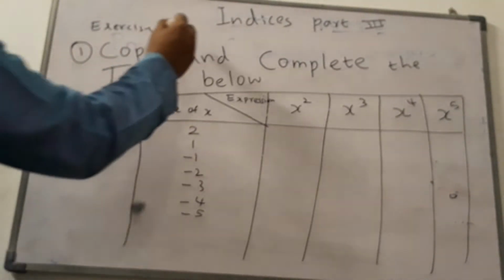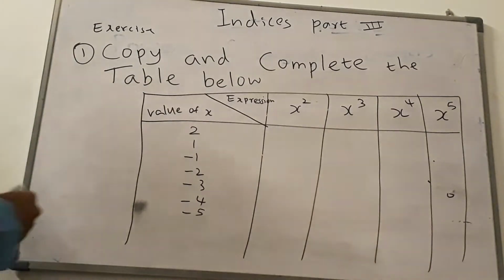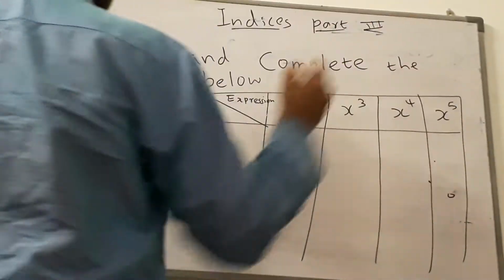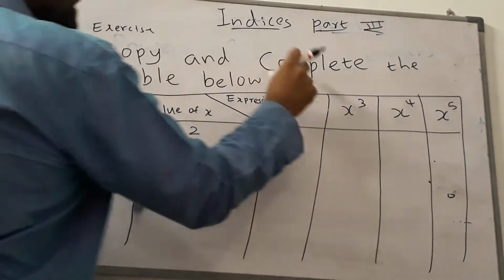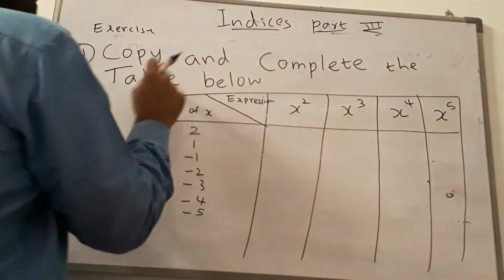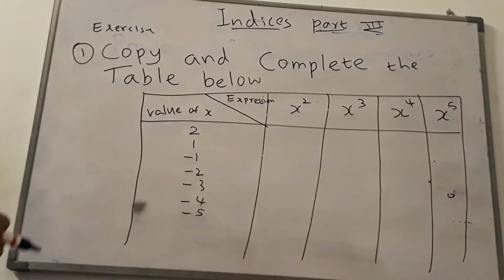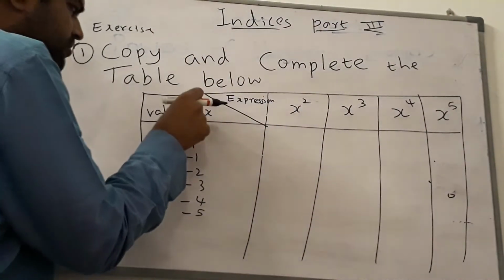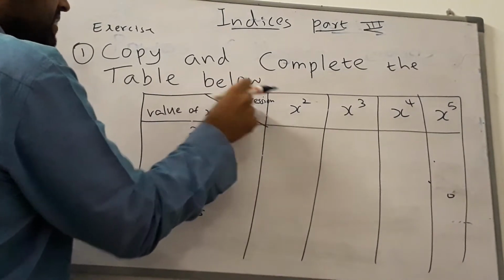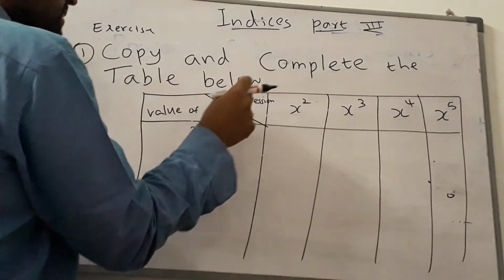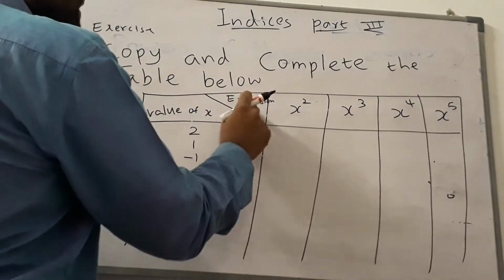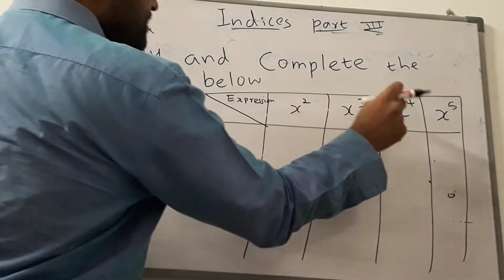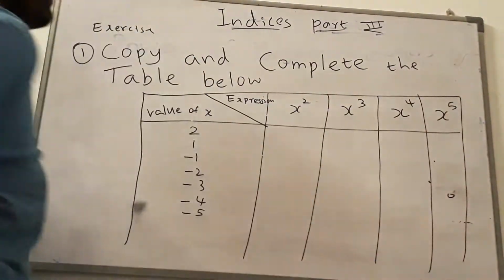As it is shown here, our lesson is indices part 3. Under the exercise, the first question is given here. Copy and complete the table below. The table has the value of x and an expression. Some values of x are given, and the expressions are x squared, x cubed, x to the power 4 and x to the power 5.